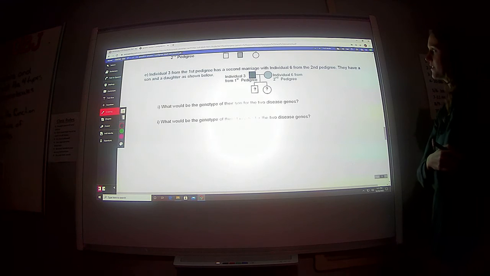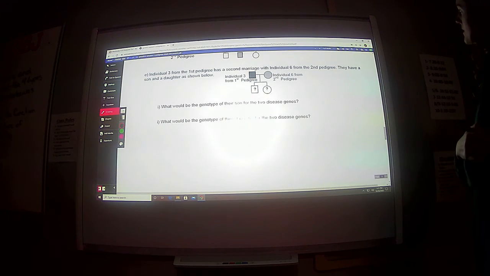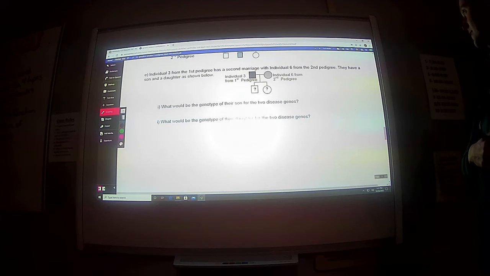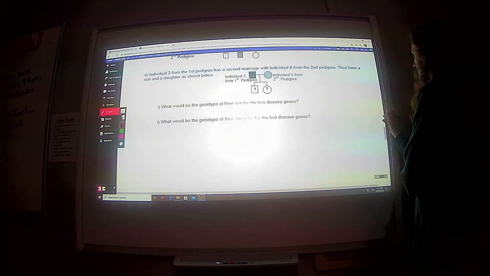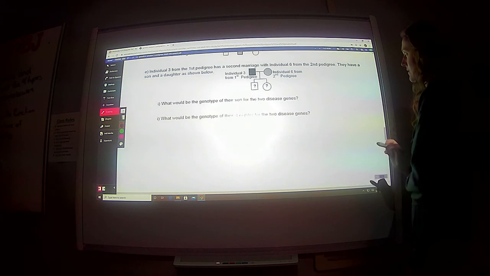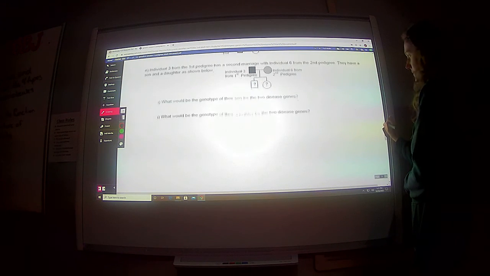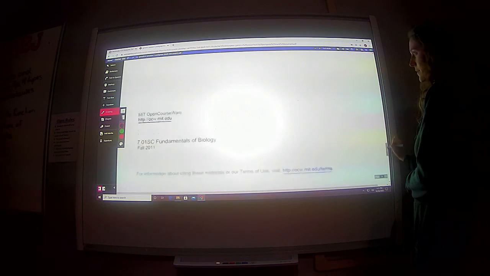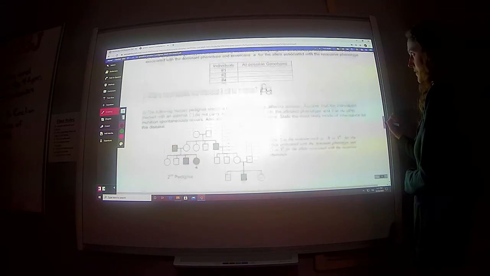Individual 3 from the first pedigree has a second marriage with individual 6 from the second pedigree. They have a son and a daughter. What would be the genotype of their son for the two diseased genes? What would be the genotype of the daughter for the two diseased genes? So do the best that you can on that one. There's nothing, it ends at question number 3.